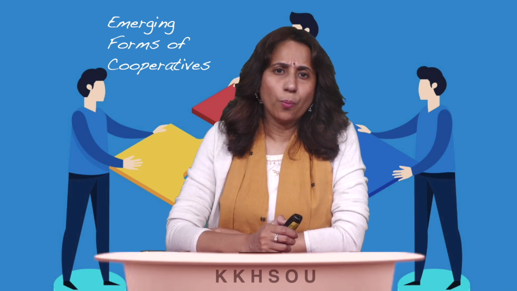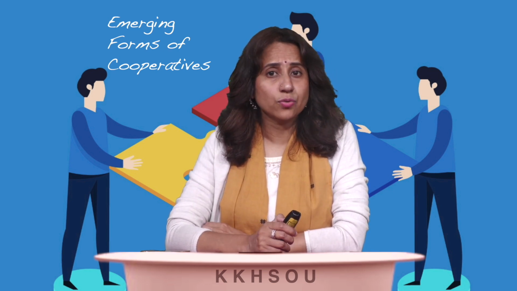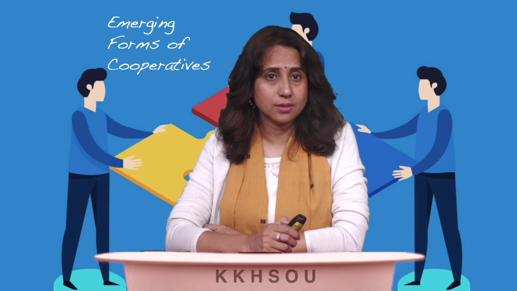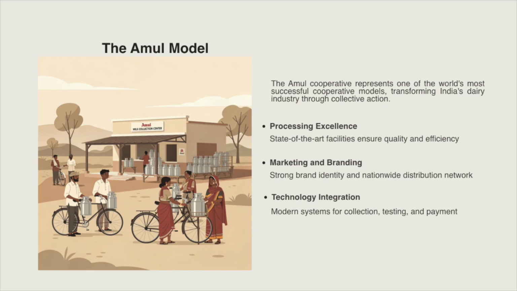We know the dairy cooperatives represent the most successful example of processing cooperatives in India. We already discussed it, for example, the Amul model, becoming internationally recognized. The Gujarat Cooperative Milk Marketing Federation, which markets products under the Amul brand, exemplifies how processing cooperatives can transform an entire sector.